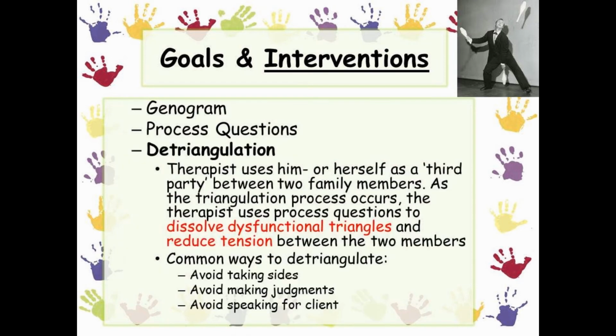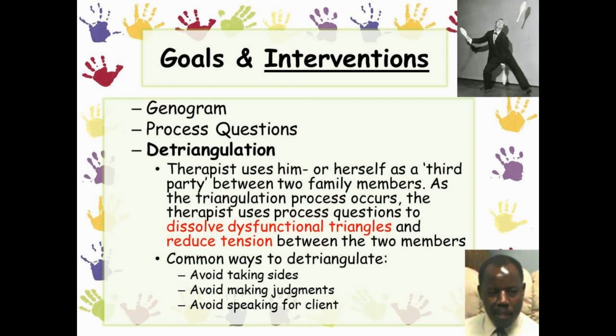The third goal I want to discuss is detriangulation, in which the therapist directly injects him or herself as a third party between 2 family members in order to dissolve dysfunctional triangles and reduce tension. Over the course of therapy with the Clarksons, imagine how Dr. Chege might use himself as a third party to weaken the dysfunctional triangle of the family.